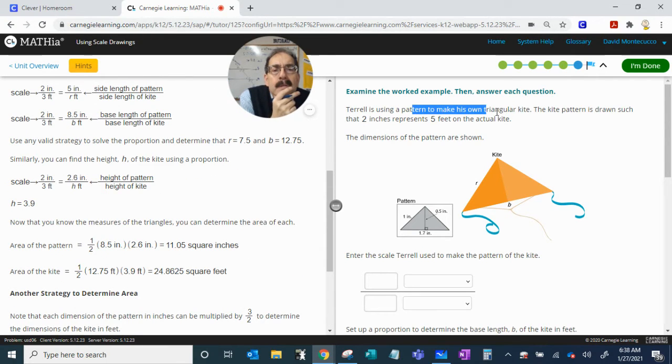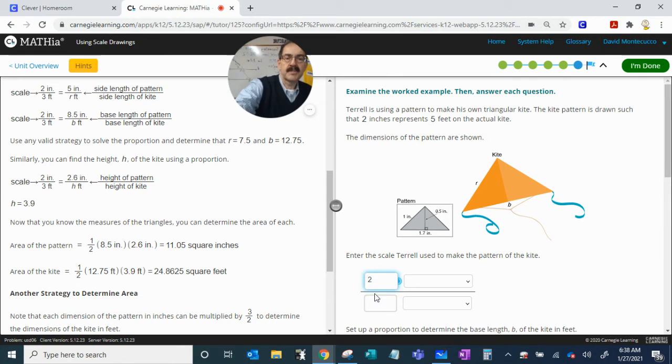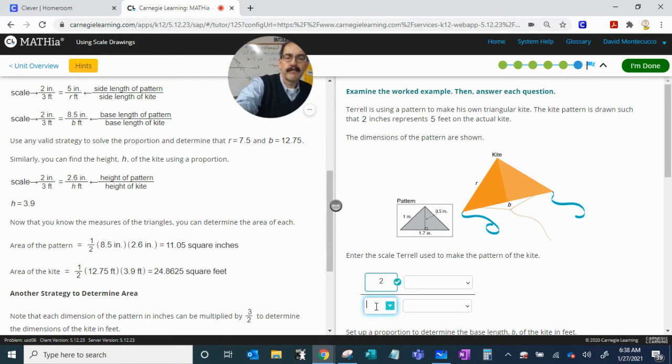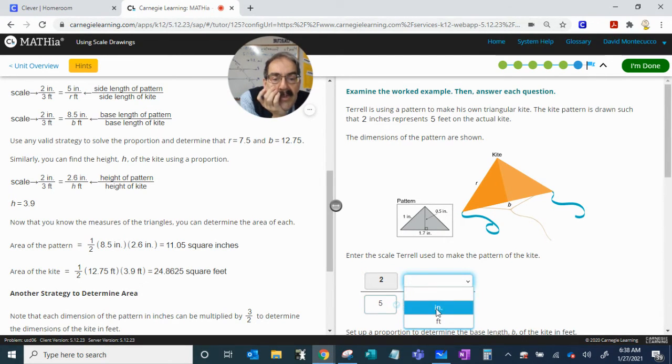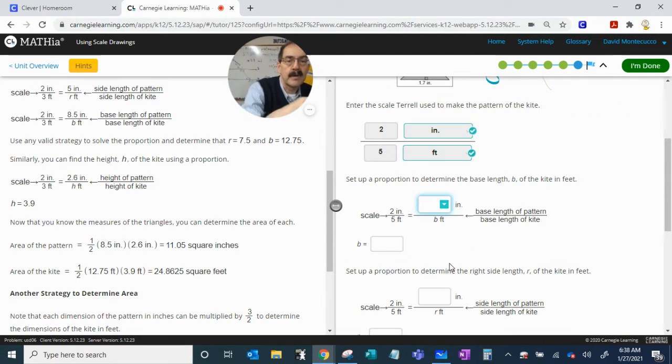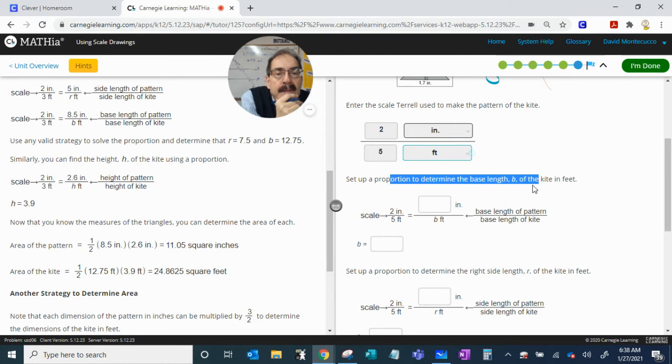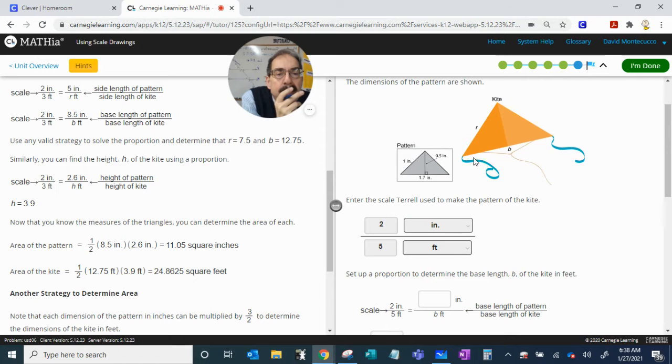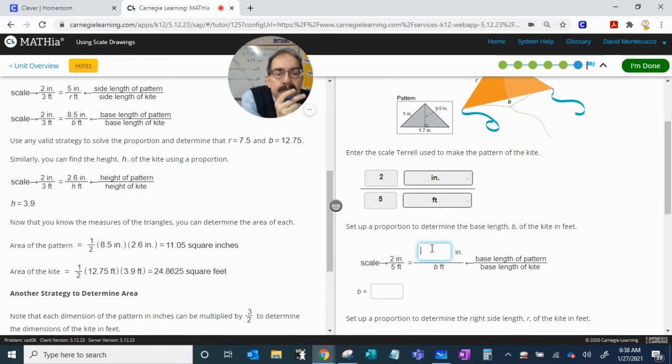Terrell is using a pattern in a triangle kite, 2 to 5. So immediately we know the relationship is 2 to 5. Once we know it's 2 to 5, and we have inches to feet, now set up a proportion, the length B, 1.7.